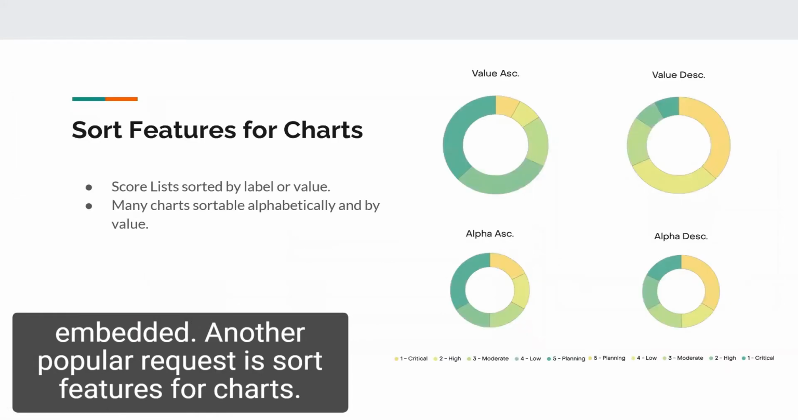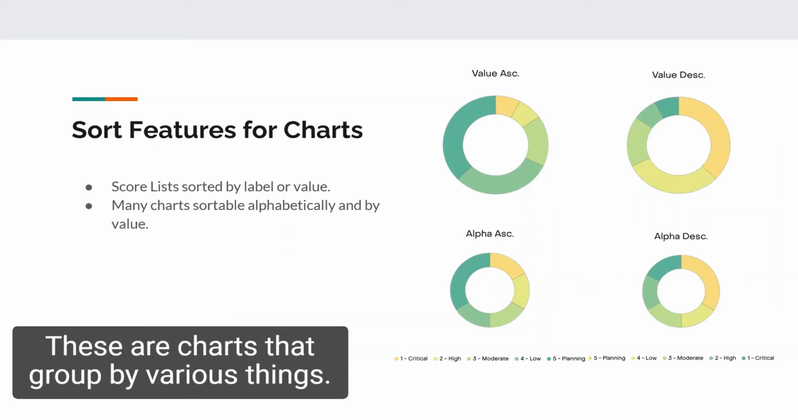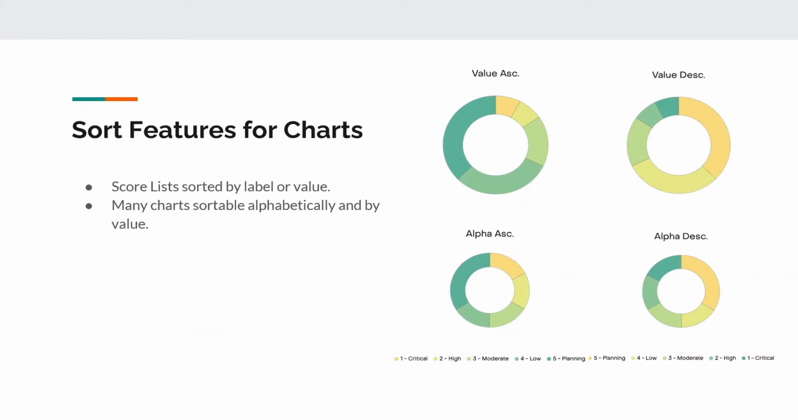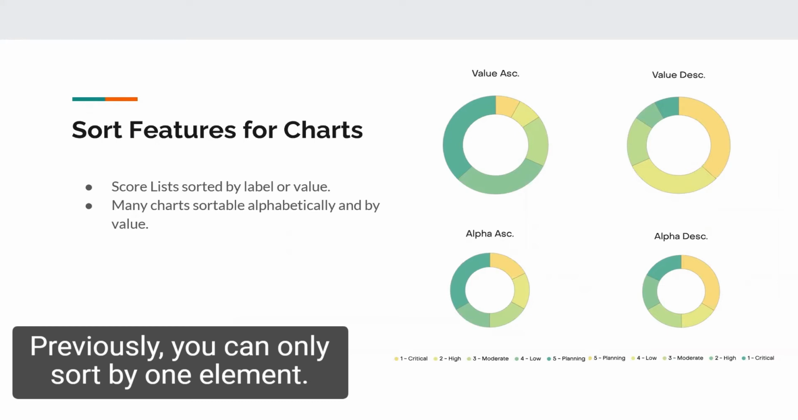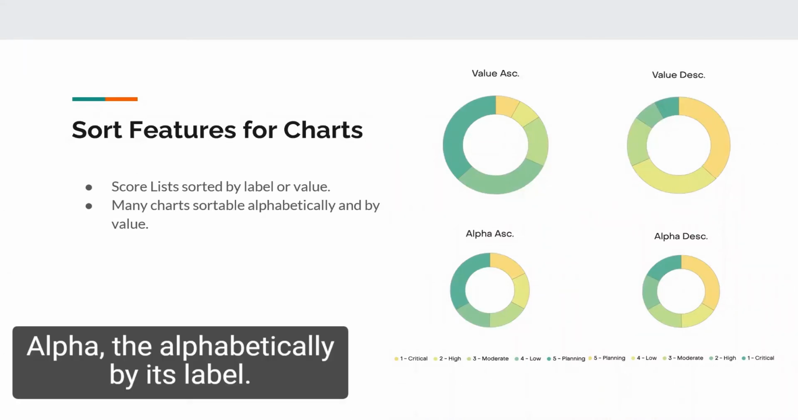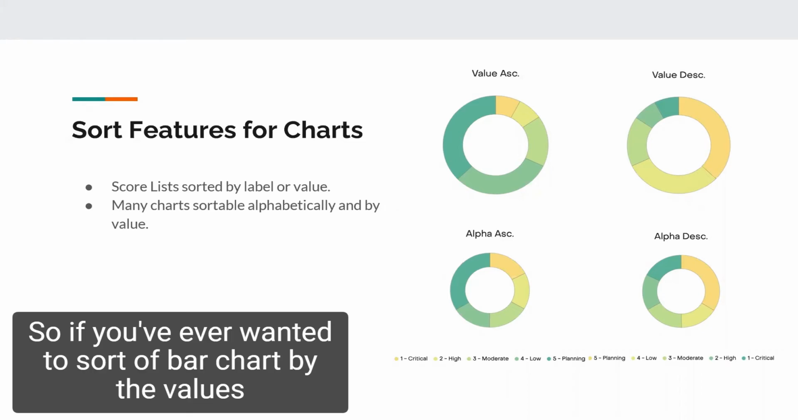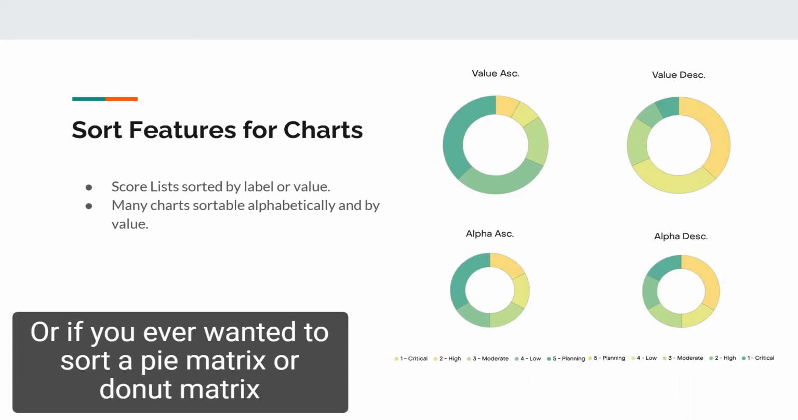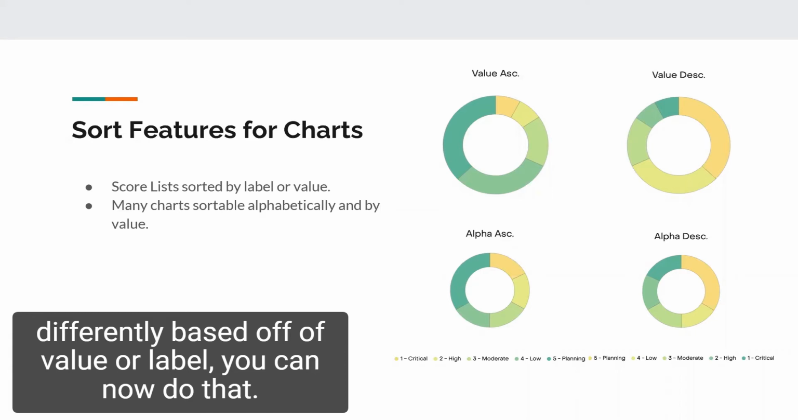Another popular request is sort features for charts. These are charts that group by various things: bar charts, pie charts, donuts, matrices. Previously, you could only sort by one element. Now you can sort either by the value of the series or alphabetically by its label. So if you've ever wanted to sort a bar chart by the values rather than the label, now you can do that. Or if you ever wanted to sort a pie or donut matrix differently based on value or label, you can now do that.